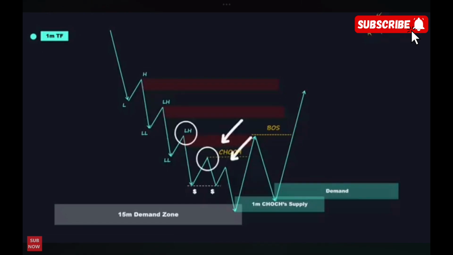If you couldn't execute any long positions from the change of character supply zone, in such a scenario, the recommended approach is to use SMC's continuation strategy to enter the market. To achieve this, the price needs to break the recent structure to the upside and pass through this 1-minute supply zone, creating a newly generated supply zone.